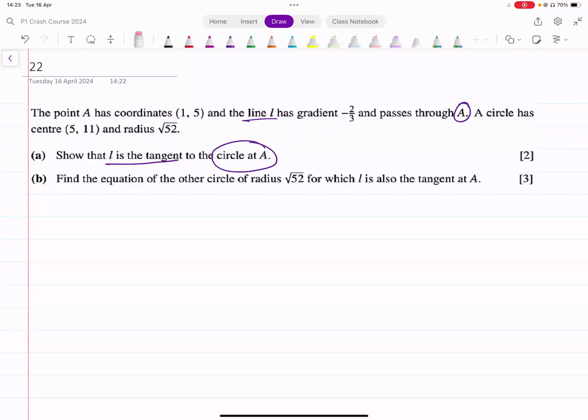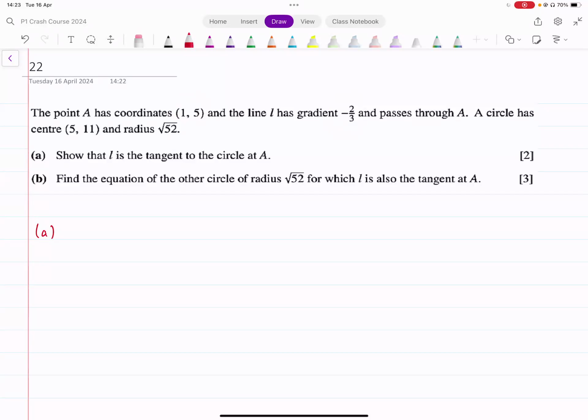Okay, so how do we think about this? What information are we given? We're given that the point A has these coordinates and the line L has this gradient. So there's point A somewhere, and the line L passes through the point A. And there's a circle with center (5, 11) and radius square root of 52.